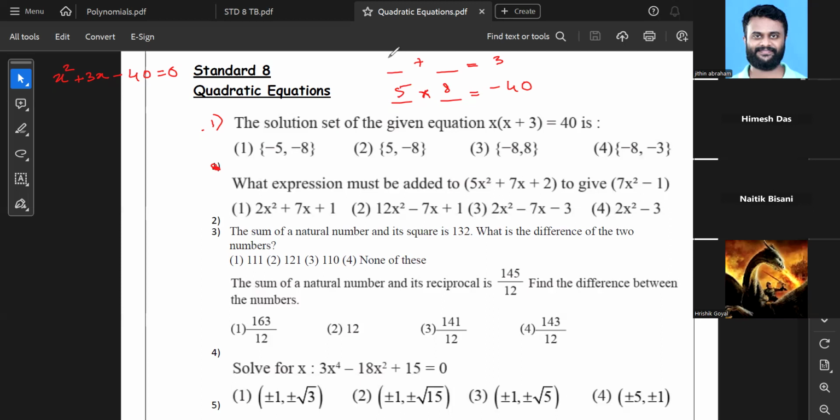Now, which one gets the negative sign? Since the answer is a positive number, you give the negative sign to the smaller number. So -5 and 8 are your factors. Simple funda. Since a is equal to 1 in this case, you can directly go into brackets and write x minus 5 and x plus 8. That gives x equal to 5 and x equal to -8. Option 2 will be your correct answer. Let me know if you have any doubt.